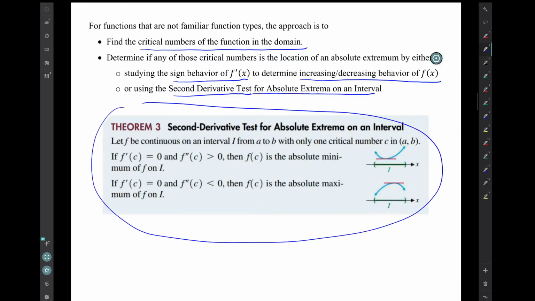The idea is if you have a place on the graph where the first derivative equals 0, so the graph has a horizontal tangent line, and if you know that the second derivative is greater than 0, as in the graph is concave up at that point, and that's the only critical number on your interval, then you can say that that x value is the location of an absolute min for the function on that interval.